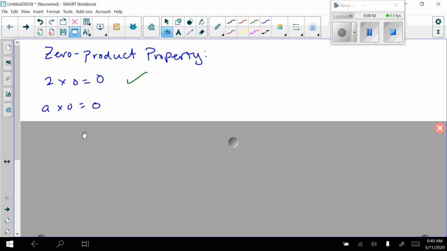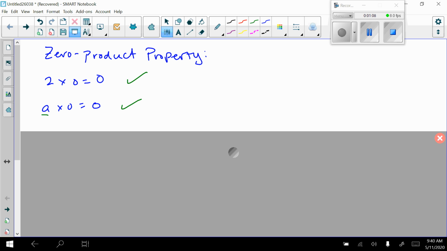Okay, what if we make it a little bit more general? A times 0 equals 0. This is still true, and notice that it doesn't matter what A is. Anything times 0 still equals 0. Doesn't matter what A is, we know that this is true because it's being multiplied by 0.